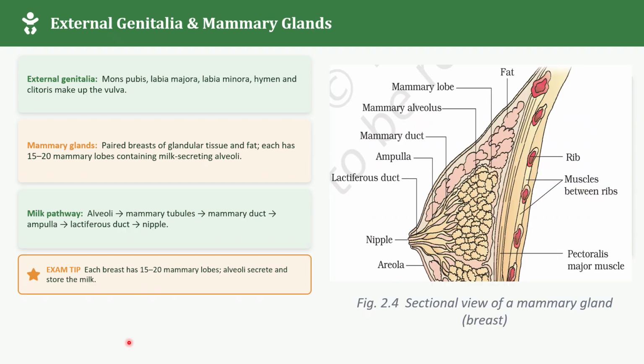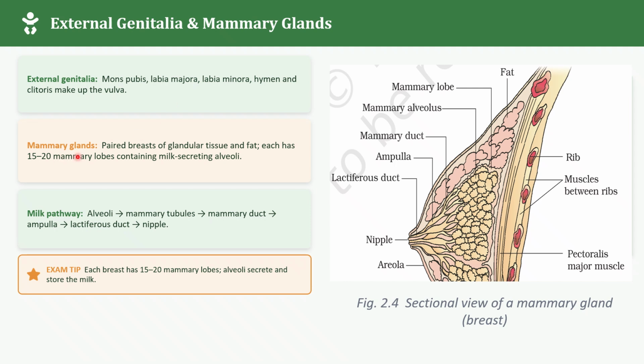So next we are going to see the external genitalia and mammary glands. The external genitalia, the outermost part, is the vulva. The external genital organs include the mons pubis, labia majora, labia minora, hymen and clitoris. These structures protect the reproductive openings and assist in the reproduction process.